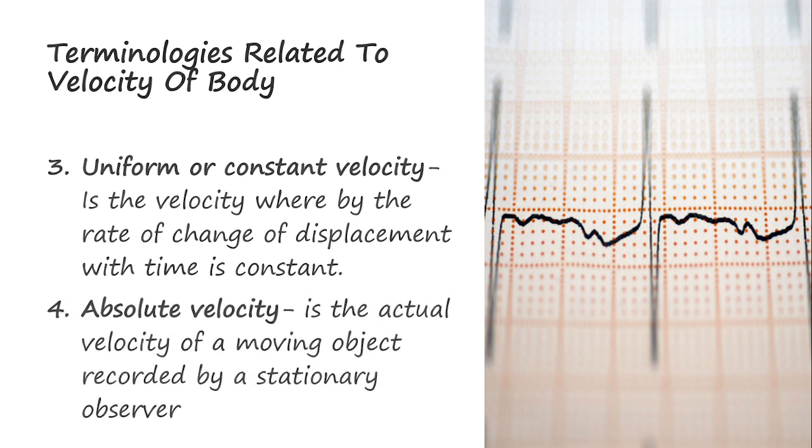The other terminology is absolute velocity. Absolute velocity is the actual velocity of the moving body recorded by a stationary observer. So it is the velocity that you obtain as an observer from a stationary position of a body that is moving from a certain position, maybe from point A to point B.